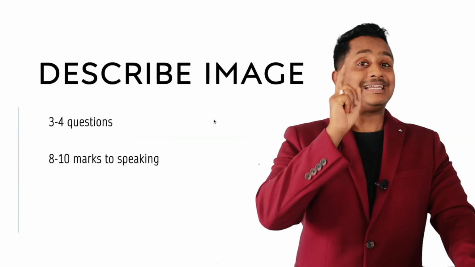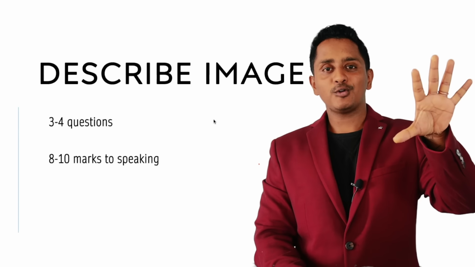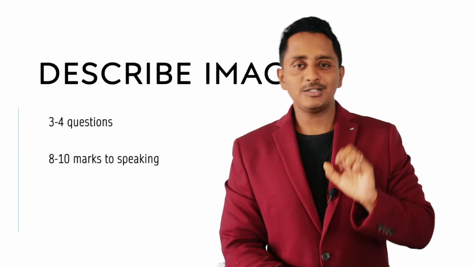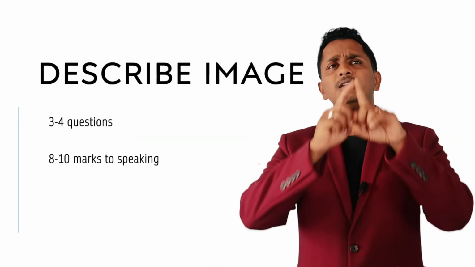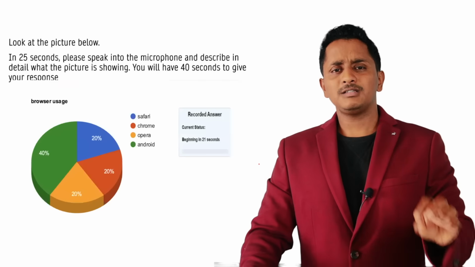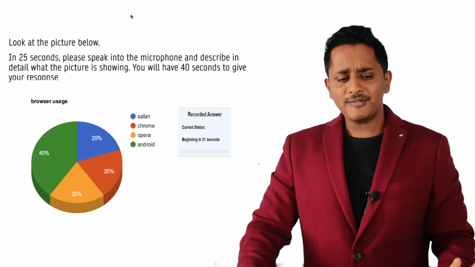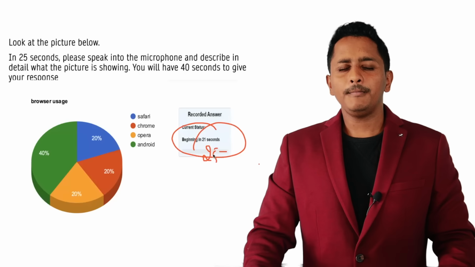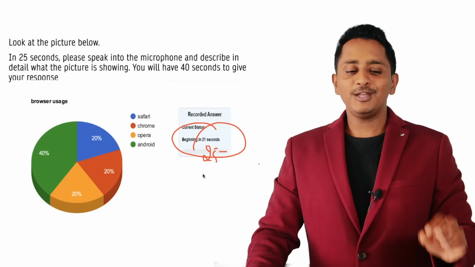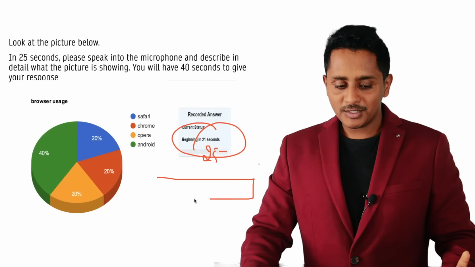Alright, next comes describe image. The previous two were integrated modules. Read aloud contributes marks to reading and speaking. Repeat sentence contributes marks to speaking and listening. In describe image, they are going to give you an image, something like this. They give you 25 seconds to prepare. Once 25 seconds is done, there will be a beep sound. Then you should speak. The response will be counted for the next 40 seconds.